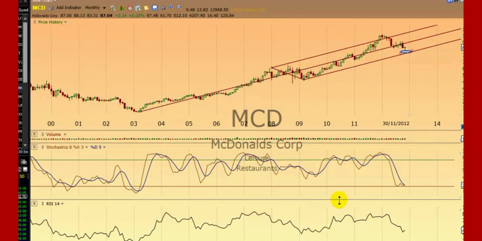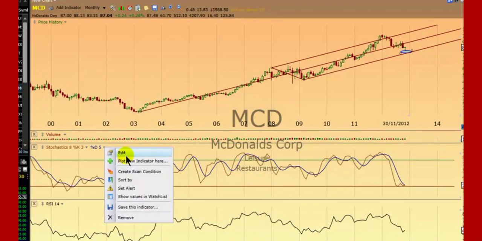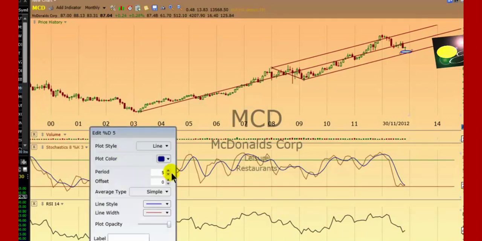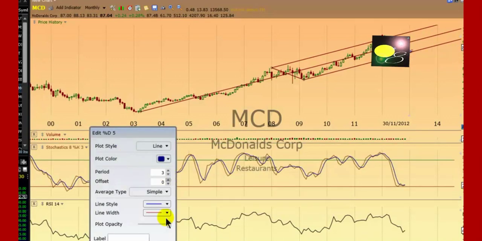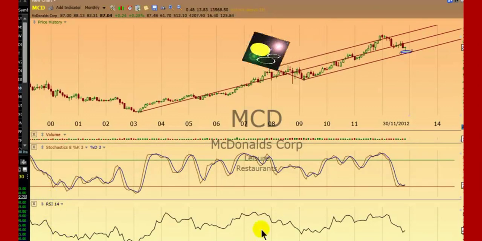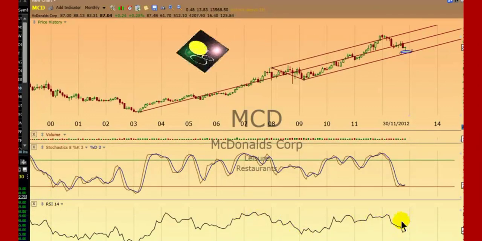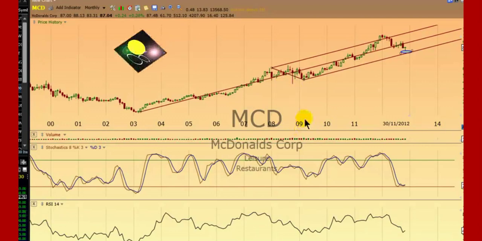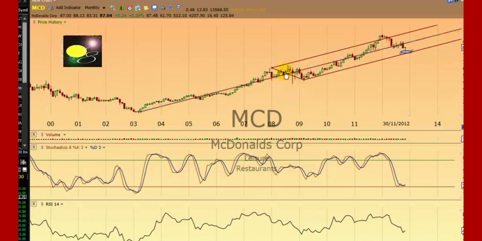We want to discuss the common trading mistakes. I put here the stochastic. I will change the setting of this stochastic. Moment, please. 833. And we have the RSI 14, right here below the black line. And we want to discuss the common trading mistake when traders are using the Pitchfork tool.